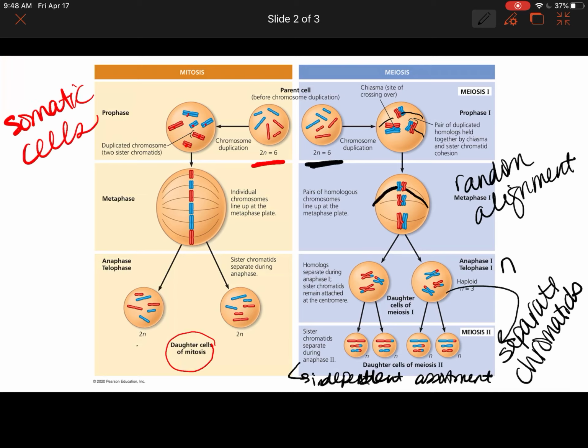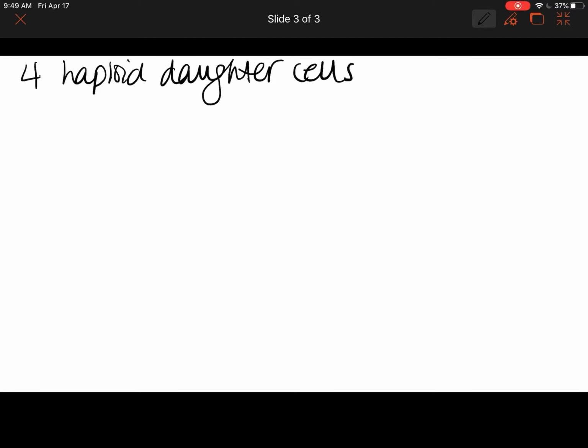Okay. And then at the end of meiosis, we have 4 haploid daughter cells that are not genetically identical to the parent. Let's talk about how they are not genetically identical to the parent. Number 1, they are haploid rather than diploid.